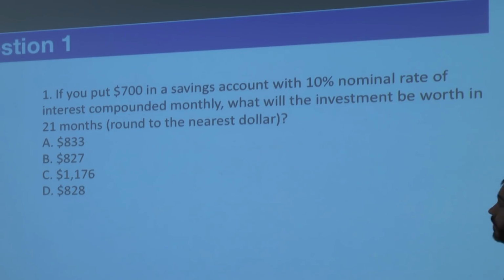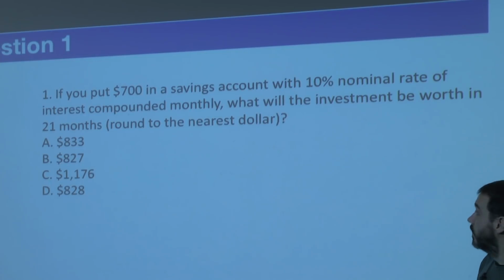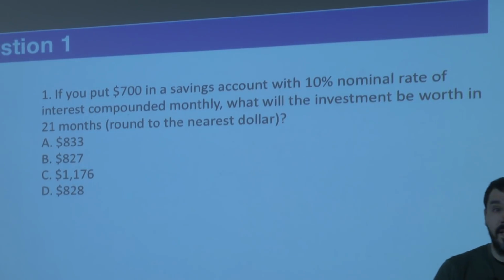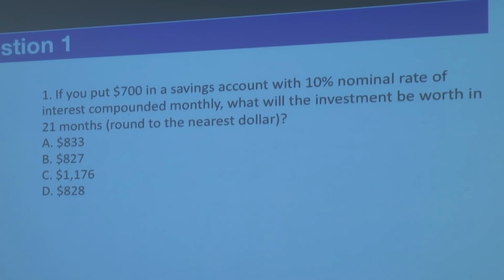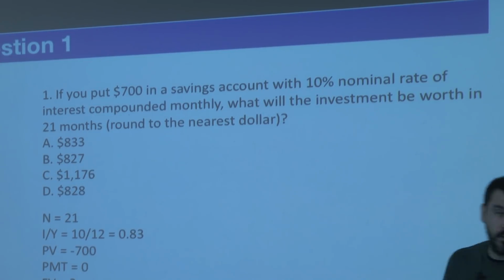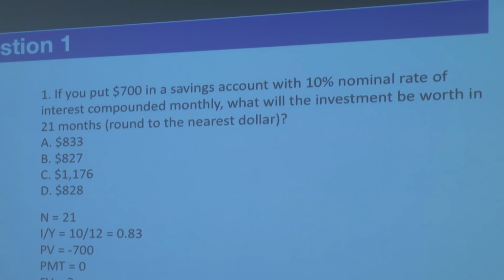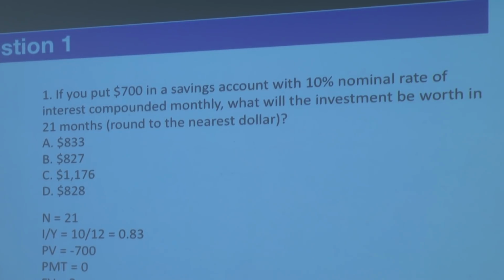And then, for example, on the calculator, what would you do? What would my present value be? Negative 700 on the calculator. The interest rate would be 10 divided by 12. PMT would be 0, because I don't have any recurring payment here. What's left? How many periods do I have? What's my N? 21. And then I solve for future value. Perfect. And when you do this, you get 833.